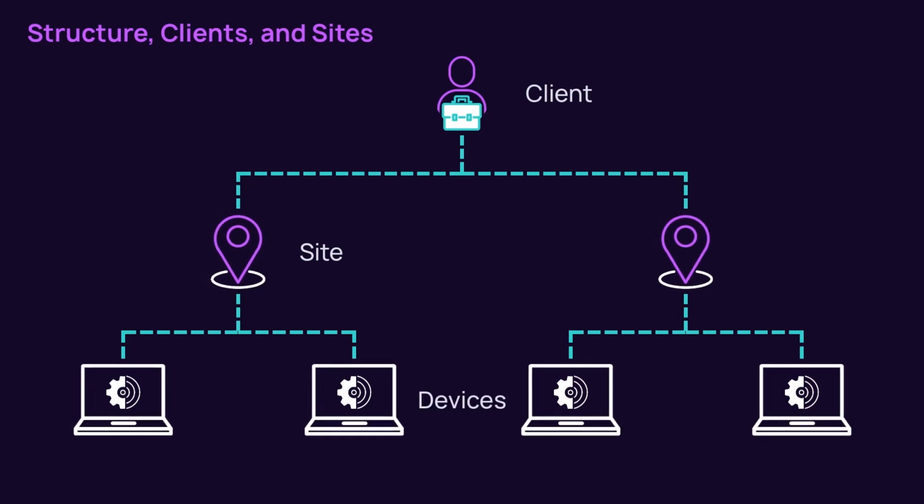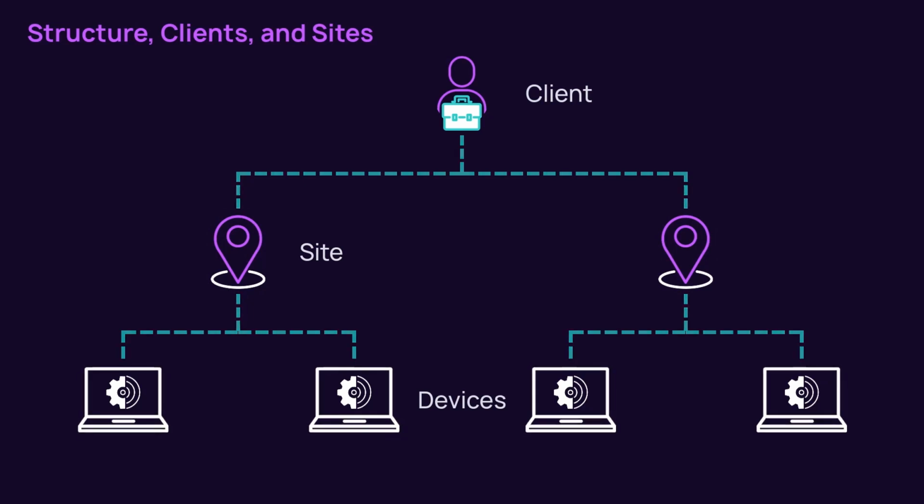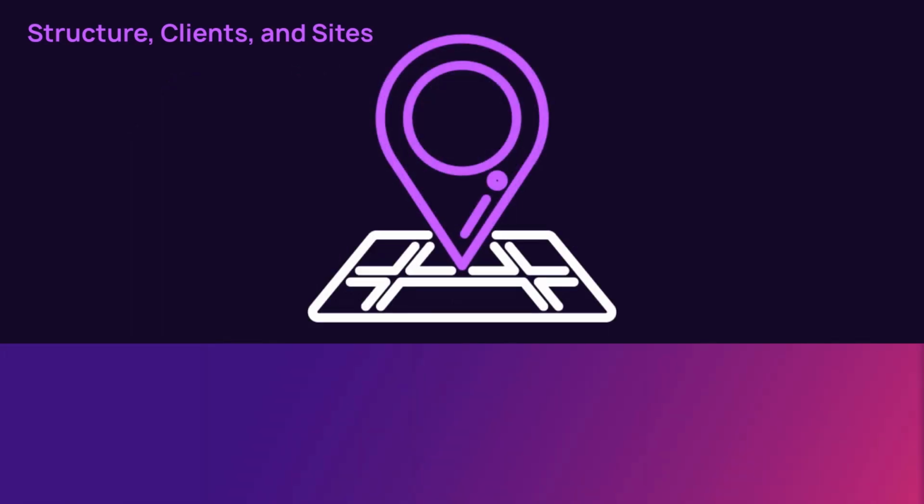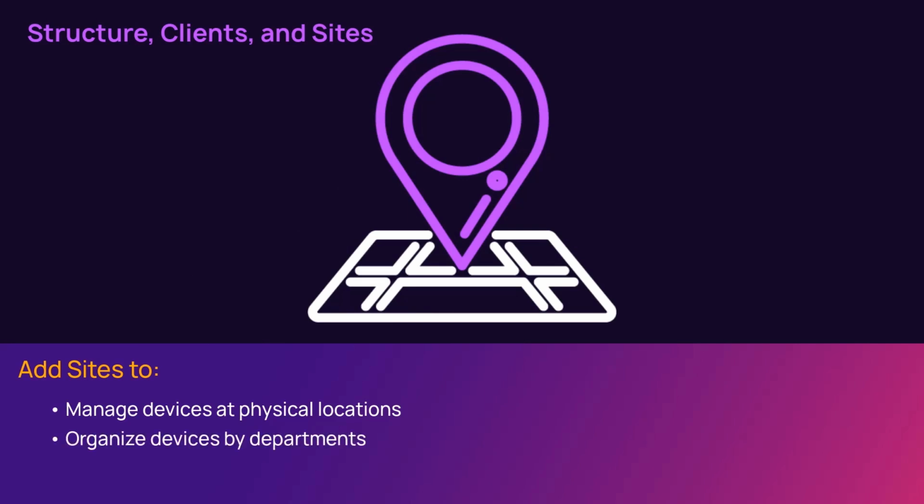Devices are the endpoints with the RMM agent installed. A client must have a site before adding devices. Sites can describe physical locations, such as various cities where a client has offices. Sites can also organize and group devices.